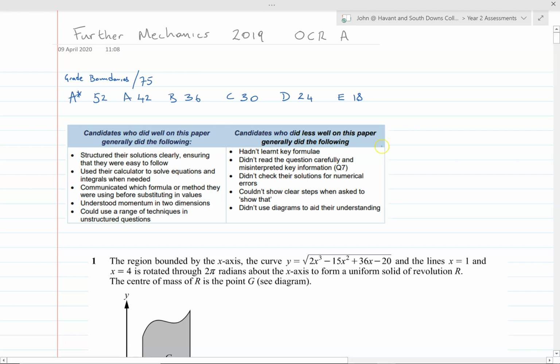These are the comments made by the examiners in general about how students responded and how the better students gained marks. What I'm going to do now is quickly go through some of the questions. There will follow on this playlist more detail on some of the questions beyond question 2, which does the questions more in a walkthrough format rather than just commenting on the questions.